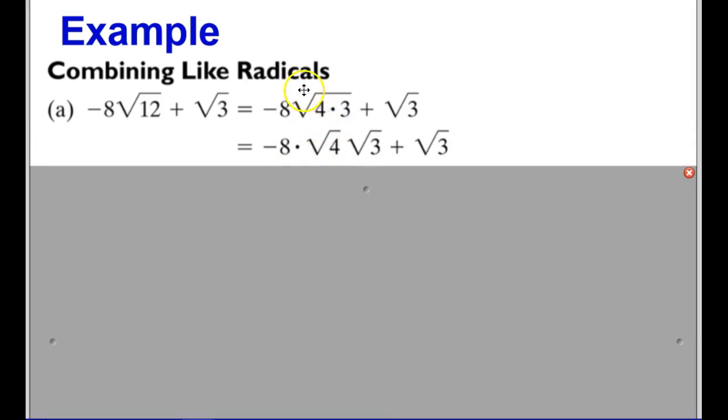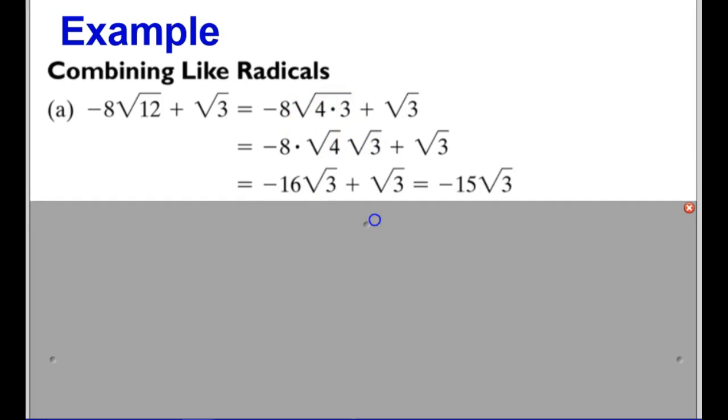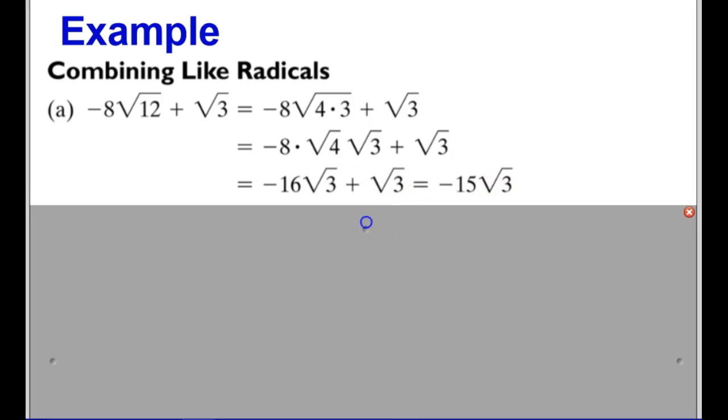4 and 3, because I know the square root of 4. So I can break those apart. Now I end up with a negative 16 times the square root of 3 plus the square root of 3. Now these are similar, and I can just go ahead and combine those terms.